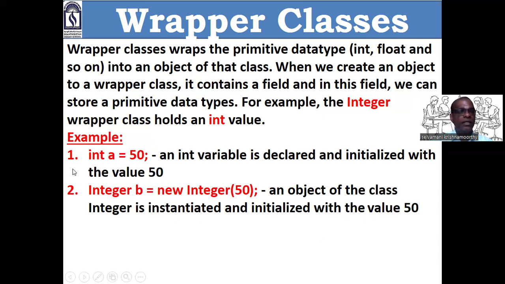Am I right? In example 1, a is an int variable, and it is assigned 50. Whereas in example 2, b is an Integer object that has one field. That field is assigned 50. That is the meaning of these two.